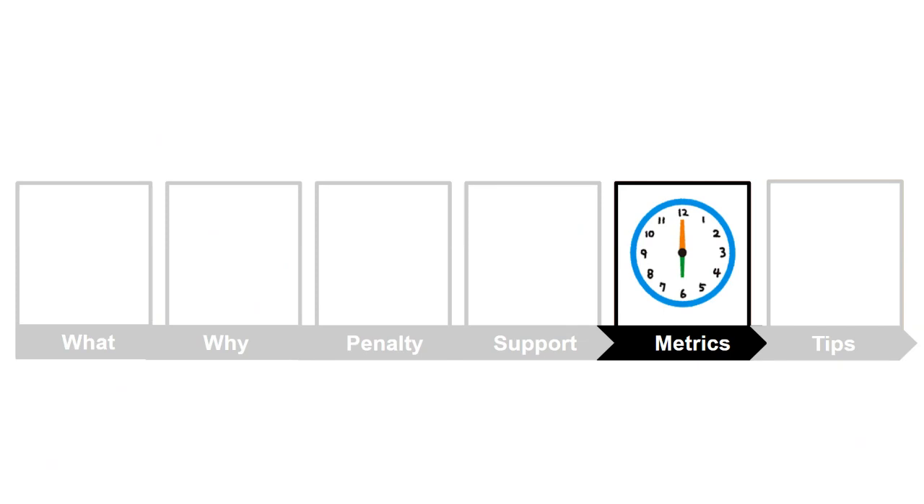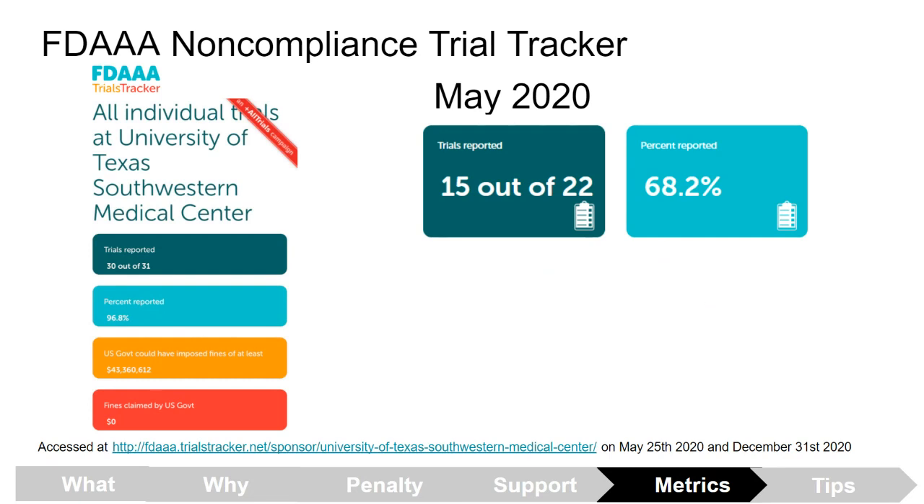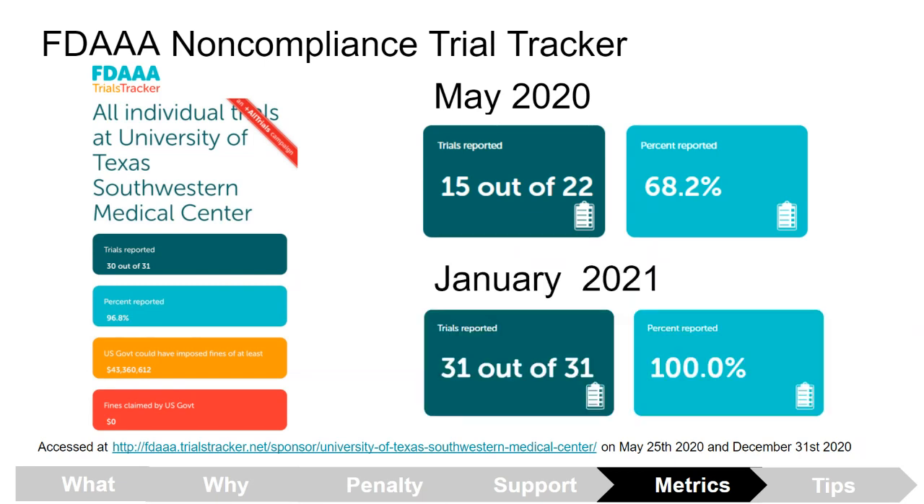Now let's talk about metrics. How are we doing as an institution? According to the FDAAA Non-Compliance Trial Tracker website, our compliance rate was 68.2% in May. This website takes data from the public ct.gov interface, so this is exactly what the public sees in terms of our compliance. In January, just last week, we are 100% compliant. Thank you everyone for working really hard to make this happen.